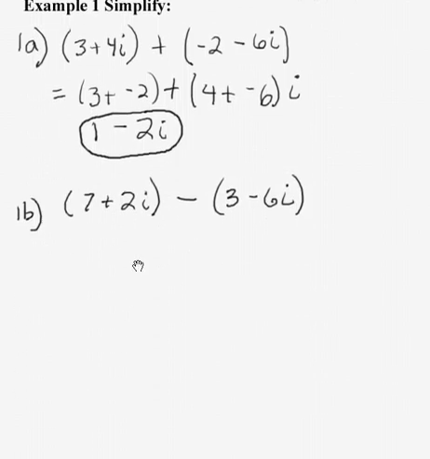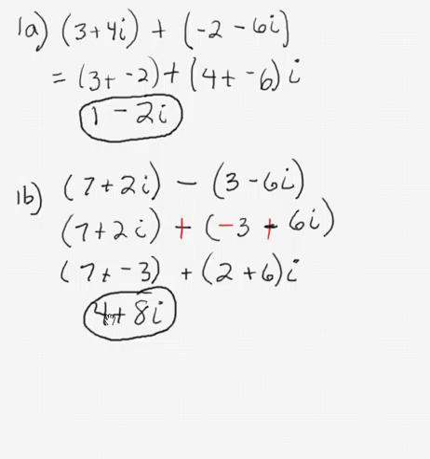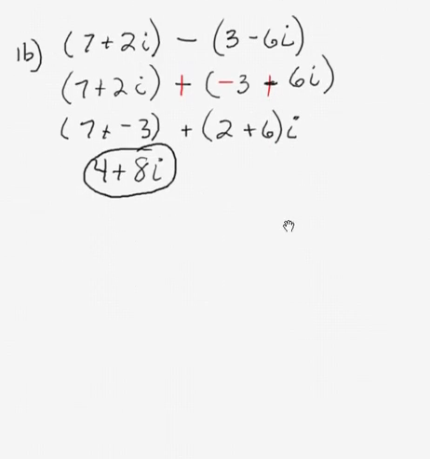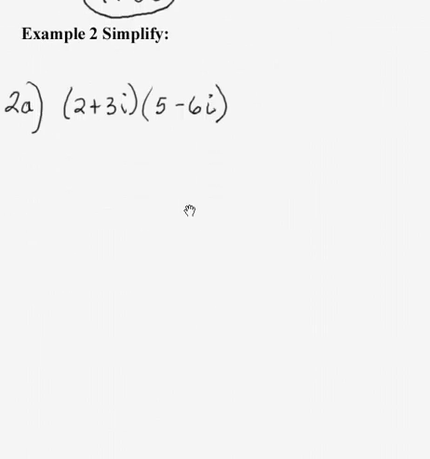Instead of subtracting complex numbers, I suggest that we add the opposites so we don't make a careless mistake. And then it's the same as adding. So the 7 plus the negative 3 and the 2i plus the 6i. So 7 plus negative 3 is 4, 2i plus 6i is 8i. So adding or subtracting complex numbers is fairly straightforward. Multiplying again is straightforward. It's just FOILing like we learned in Chapter 4, but remembering that i squared is the same as negative 1.